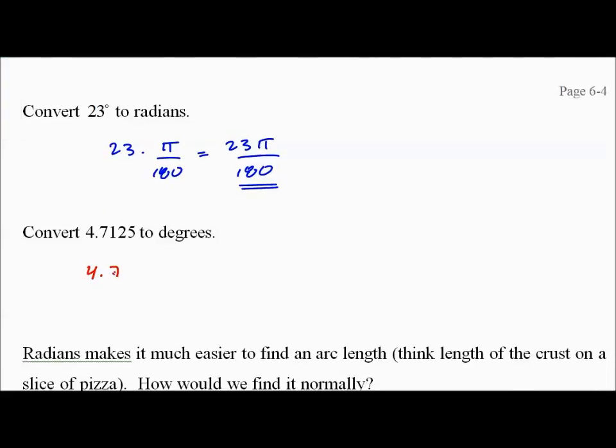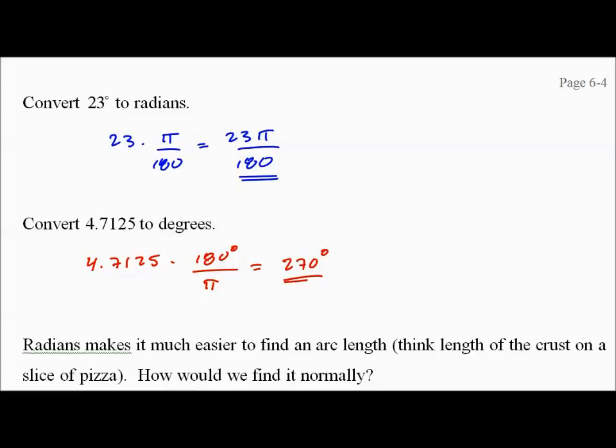Convert 4.7125 to degrees. Oh, well, degrees on top over pi. This one, why? I'm going to multiply out. I don't know. It looks like it might work out to something cool. Ooh, it does. Gives me almost exactly 270 degrees. Hey, wasn't that in the previous problem? Maybe. You'll have to scroll back up and look.